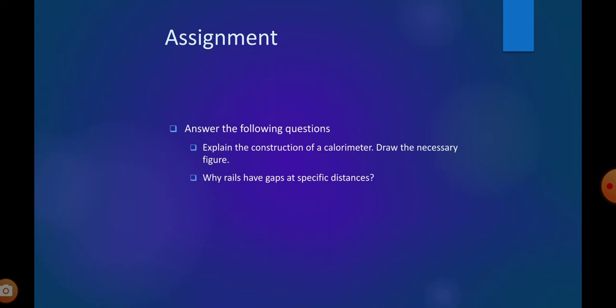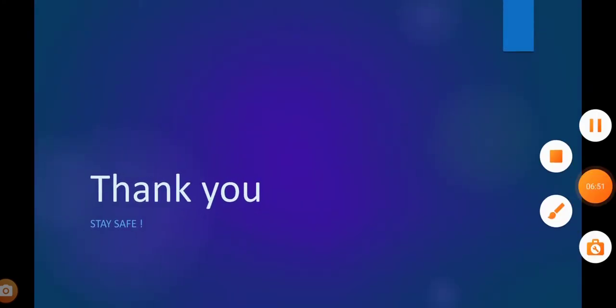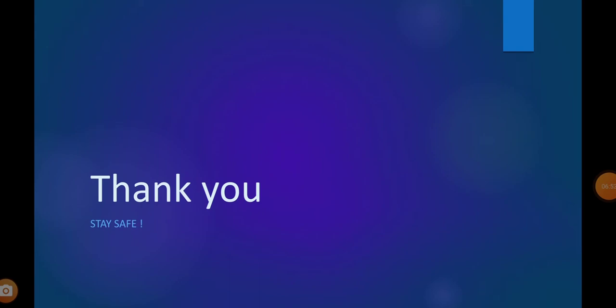Why do rails have gaps at specific distances? To avoid accidents, because during summer the rails will expand, which may lead to distorted rails and which may lead to railway accidents. It is given in the video, you can copy from there. So that's about this chapter. We have completed this chapter. So you have to write the answers to all the questions.